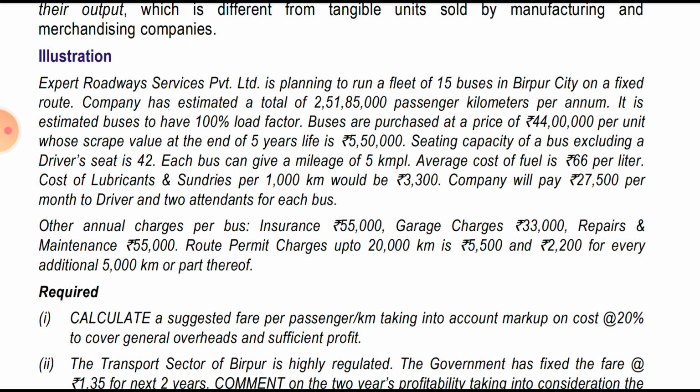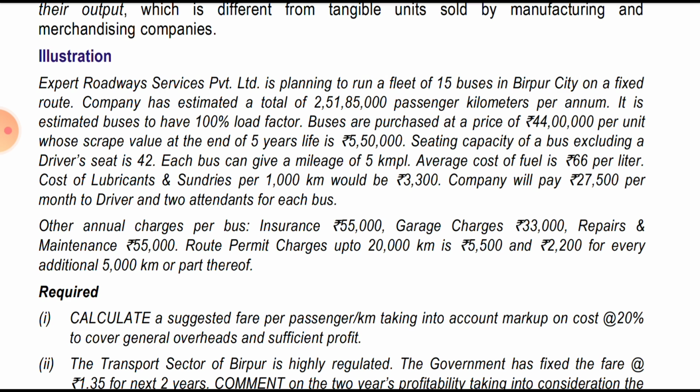Seating capacity of the bus excluding the driver seat is 42. Each bus can run a mileage of 5 km per liter. Average cost of fuel is 66. Cost of the lubricant and sundries per 1000 km would be 3,300. So the cost of sundries is 3,300 for every 1000 km.